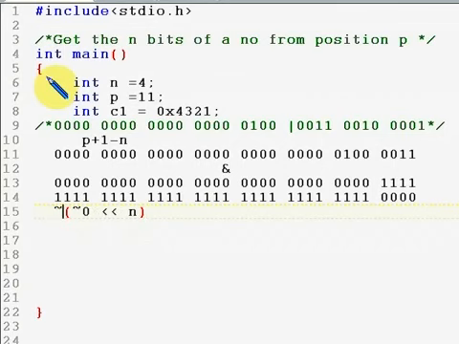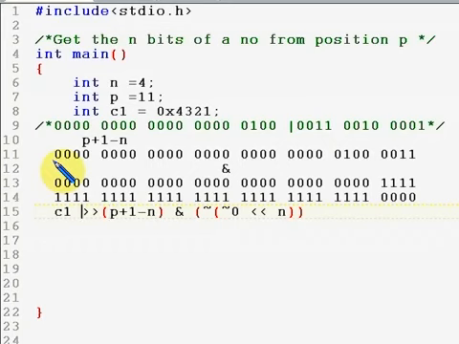Don't you see, it's absolutely easy, right? And you have to AND these two. So let me just put everything together. You will be amazed at the simplicity. So C1, I need to right shift by P plus 1 minus n, and I need to AND it with this.